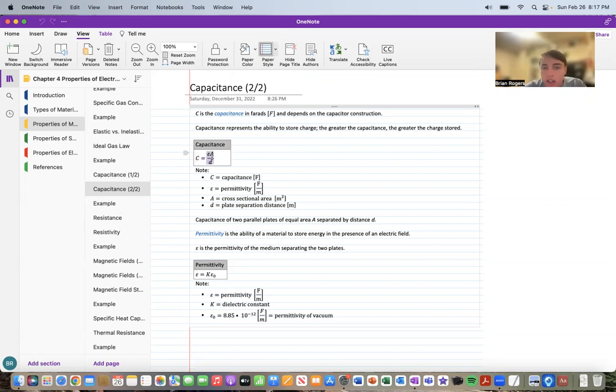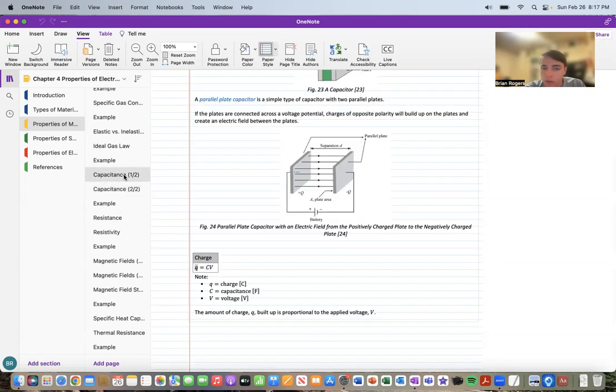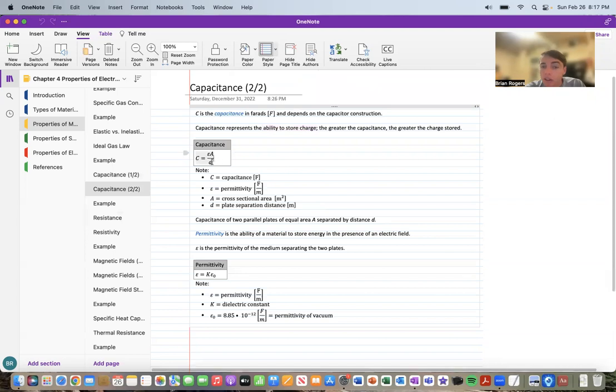And so here, you can increase the area, or you can decrease the separation between the two plates. That's what D refers to, the separation. Here, separation D is the distance between the two plates. If you decrease the separation, you're going to get more capacitance.